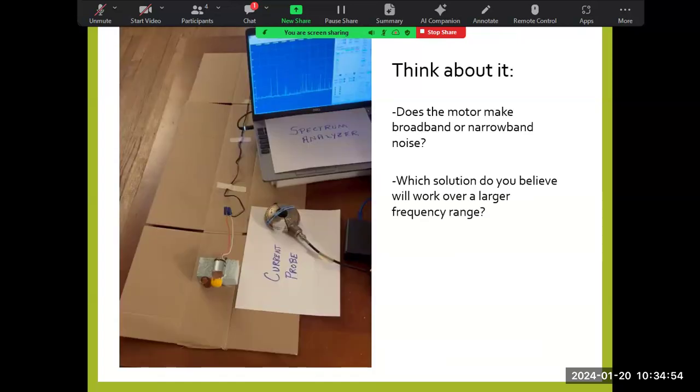I have a little demo we did with a little DC motor and our current probe, and you'll see in the background the spectrum analyzer on the PC. What you want to watch when you see this video is the type of noise that the motor makes. Look at that and tell me whether it's broadband or narrowband noise. And then think about which solution will work best, and which one will work best over a wide frequency range. So let's play the video.